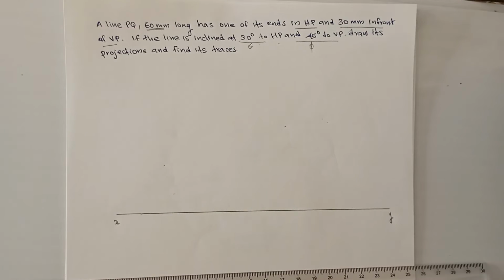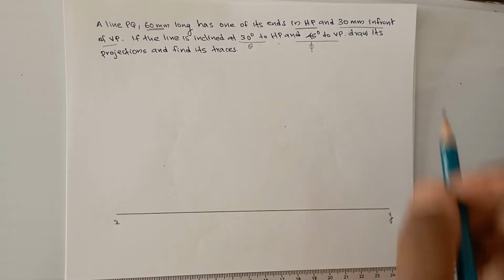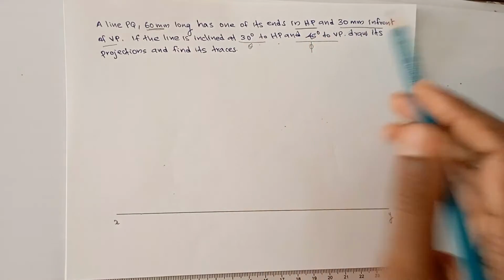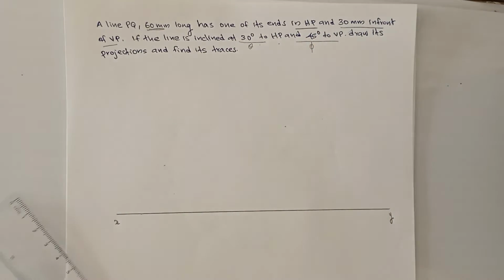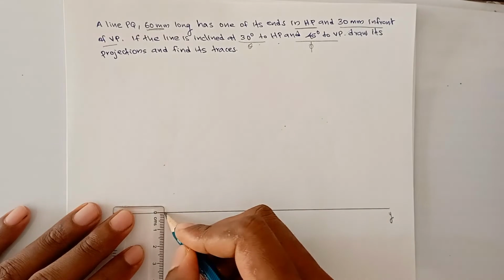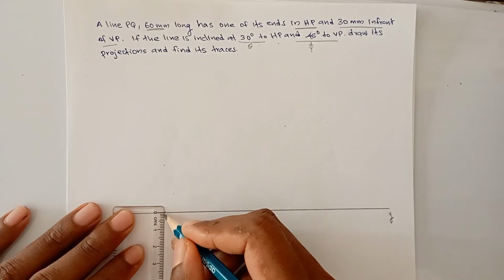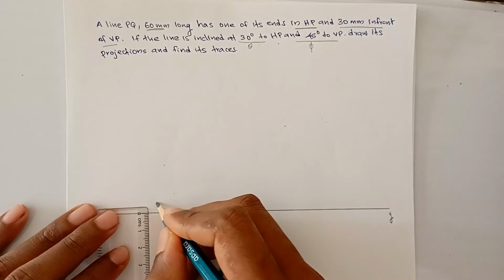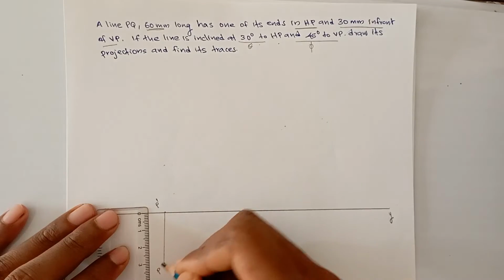Let's draw this solution. So this is our XY line. First mark the point P. This is in HP and 30 mm in front of VP. So this is our 30 mm in front of VP and HP. This is our point P, and this is 30 mm in front of VP. That means this is our P. This is P dash, and this is P.